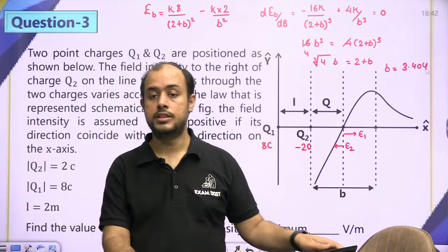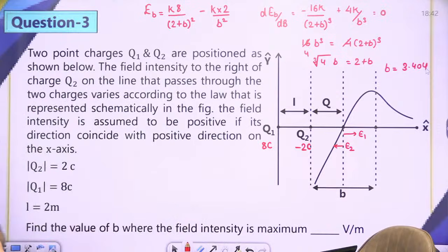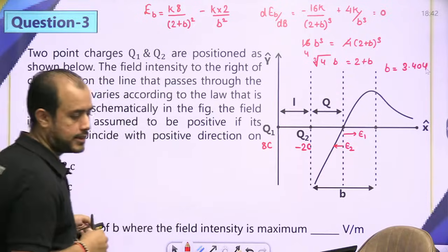Okay, 3.40. And if you want, you can also find the electric field. B is coming as 4, beta, but 4 is not coming.